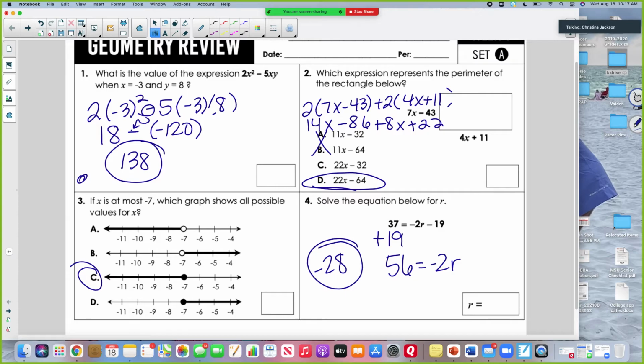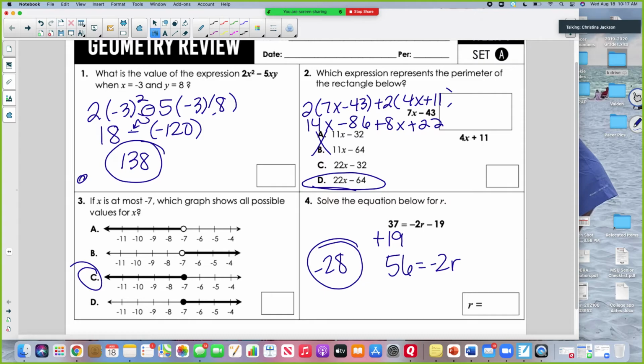Ms. Jackson, I put D for number 3 because I thought with the negative you have to flip it. At most means that it has to be less than or equal to negative 7. Since they're negatives, less is going to be like negative 8, negative 9, negative 10. So just do it how you would with normal numbers. Yes. Okay.